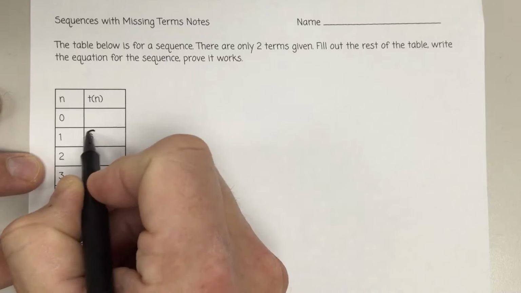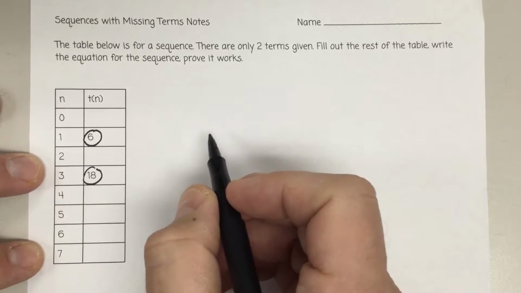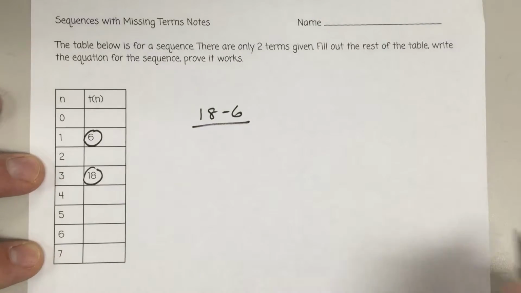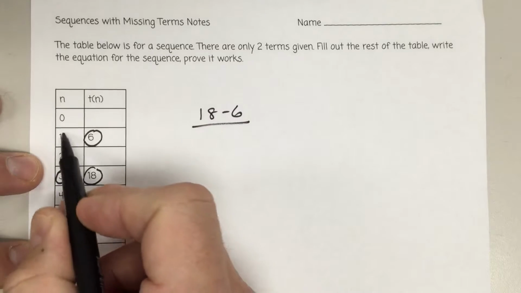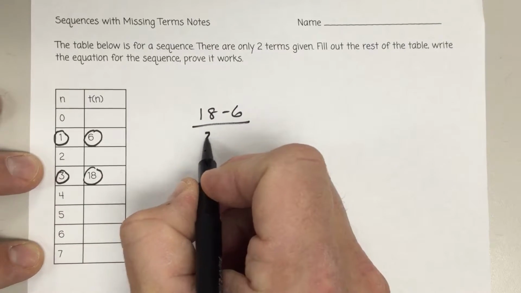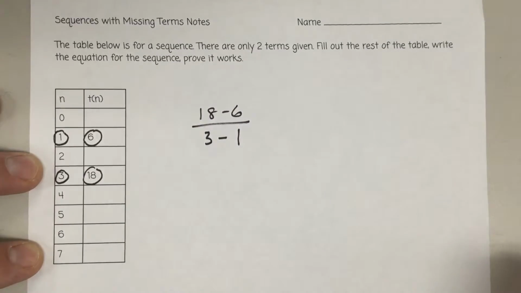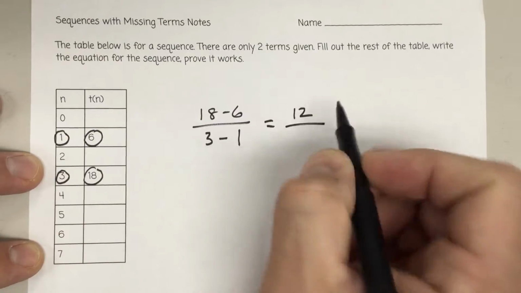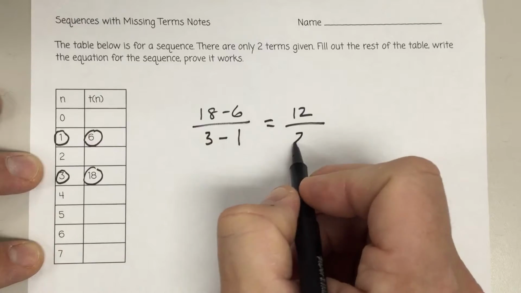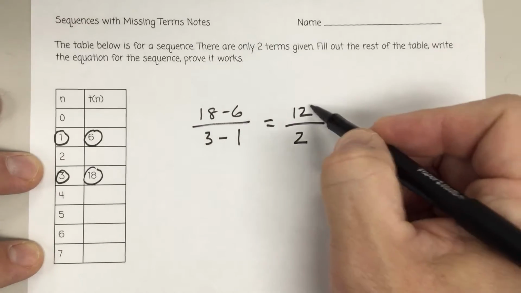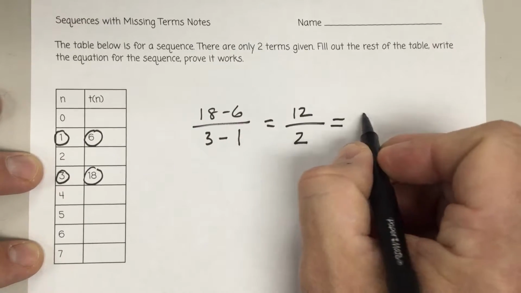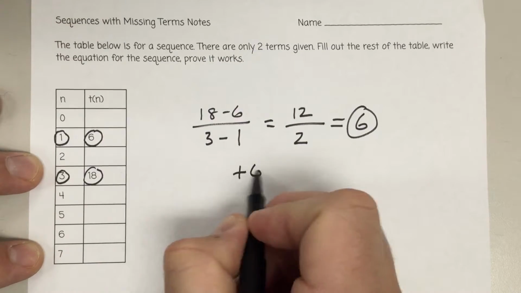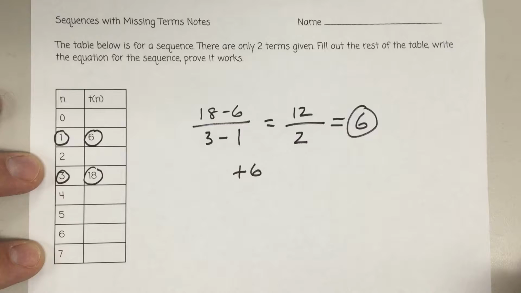We're going to take 18 and 6, the two terms that we have in the sequence, and subtract them. And we're going to take the term numbers for the same two terms and subtract those in the denominator. So the change in the sequence was 12 units, and the change in the terms was 2. So 12 units in two terms, I divide those, and I get a change of 6. That means the sequence is increasing by 6 every term.